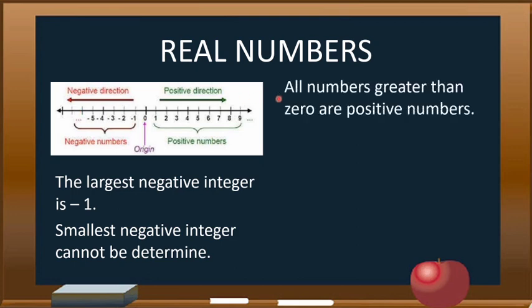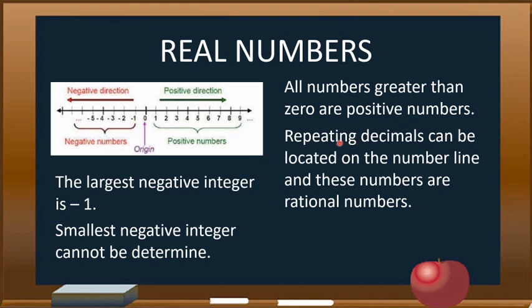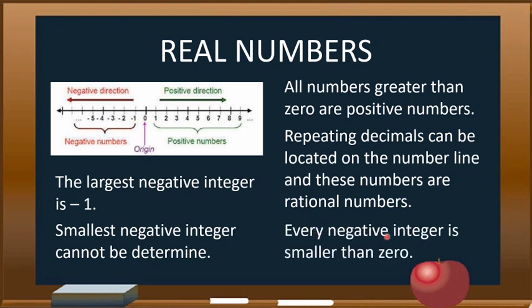Next, on the number line, all numbers greater than 0 are positive numbers. And of course, repeating decimals can be located on the number line, and these numbers are rational numbers. And every negative integer is smaller than 0. Why? Because all of the numbers on the left of 0 are smaller than 0.